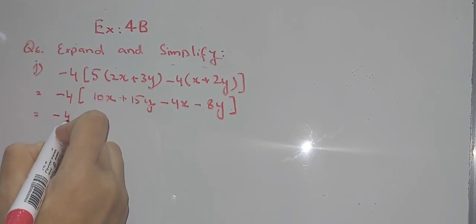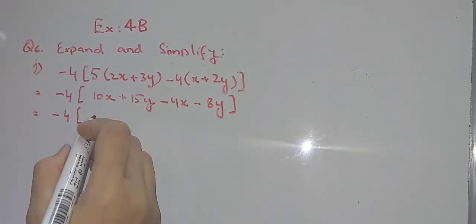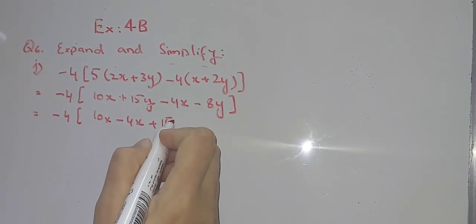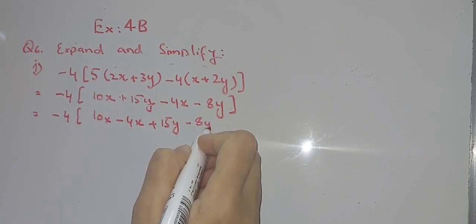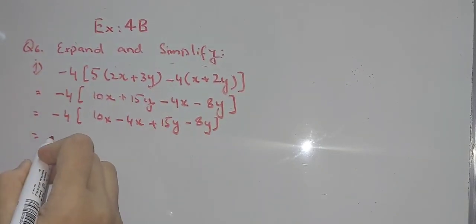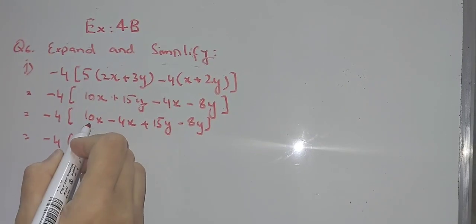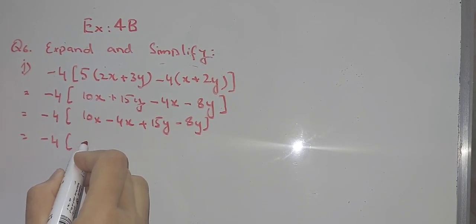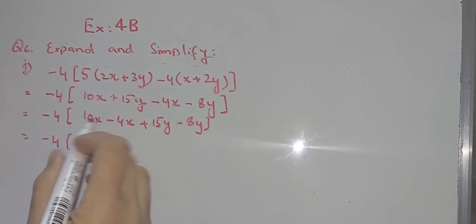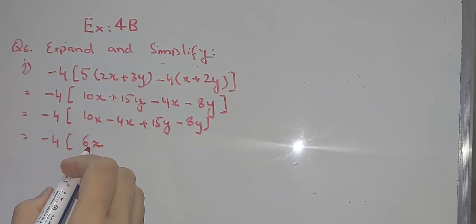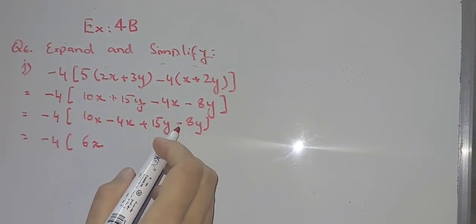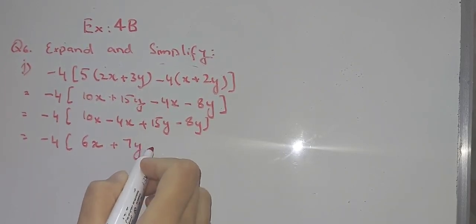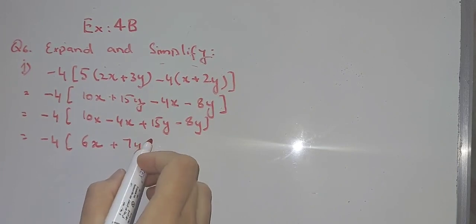So minus 4 will come as it is. Now we have to arrange the like terms. 10x minus 4x plus 15y minus 8y. 10x minus 4x, it will become what? It will become plus 6x. Plus minus minus, the bigger term carries the plus sign, plus 6x. Then plus 15y minus 8y, so it will become what? Plus 7y. 15 minus 8, your answer will be 7.